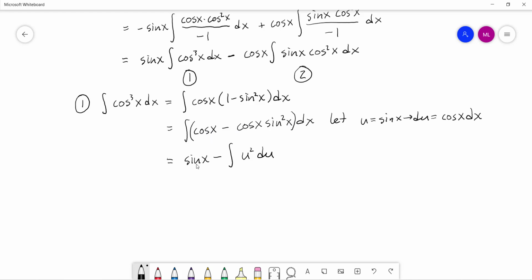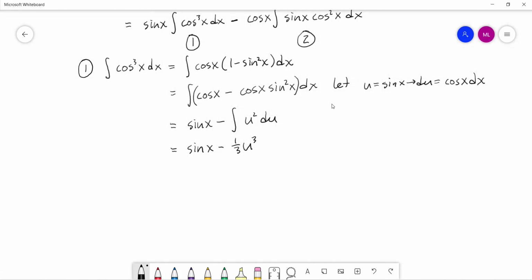The integral of cosine is sine. The integral of this piece over here, here's my u squared. Again, u is sine of x, and here's my dx, my du term. And so we get sine of x minus 1/3 u cubed. Forget about the plus c. We don't really need that term, which means this whole piece is going to be sine of x minus 1/3. u was sine, so sine cubed of x.